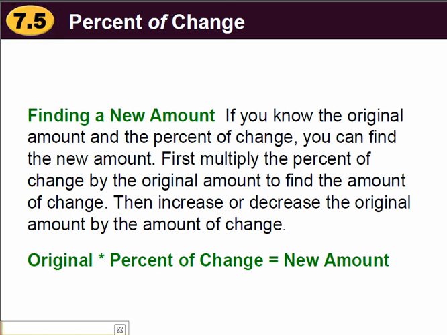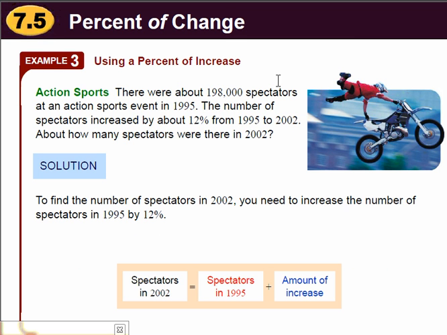If you know the original amount and the percent of change, you can find the new amount. First, multiply the percent of change by the original amount to find the amount of change. Then increase or decrease the original amount by the amount of change. So here's the formula. Original times the percent of change will equal the new amount. Okay, make sure you get that copied into your notes.